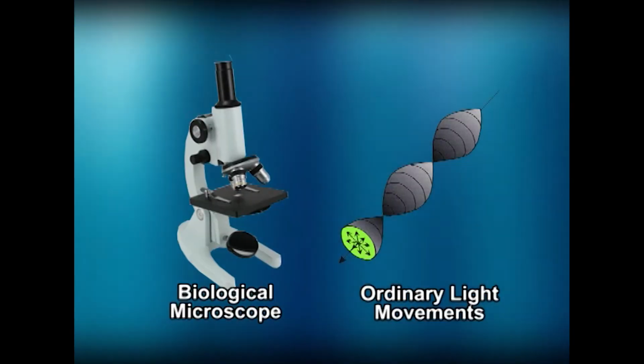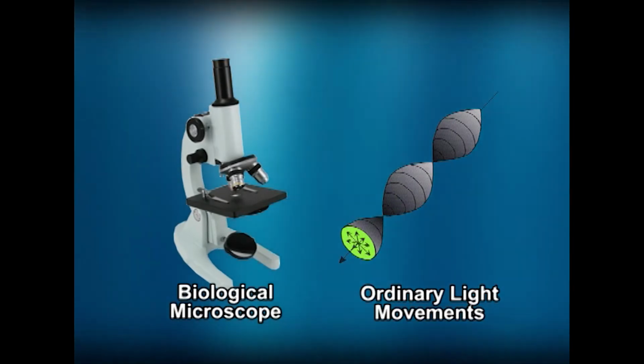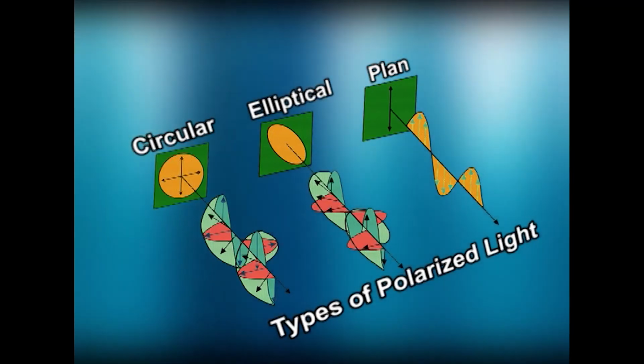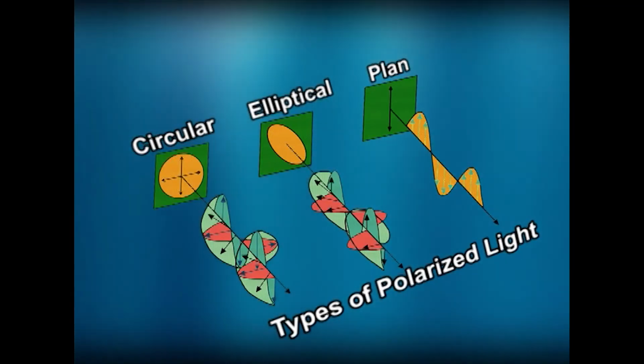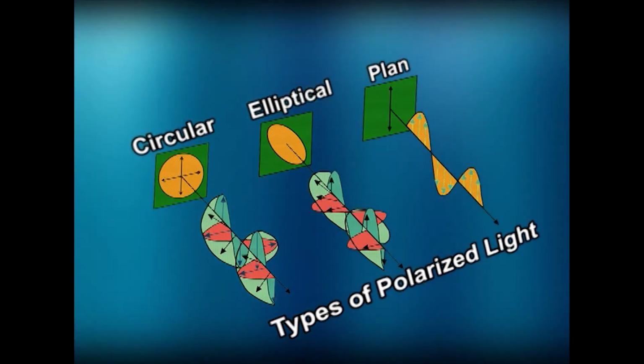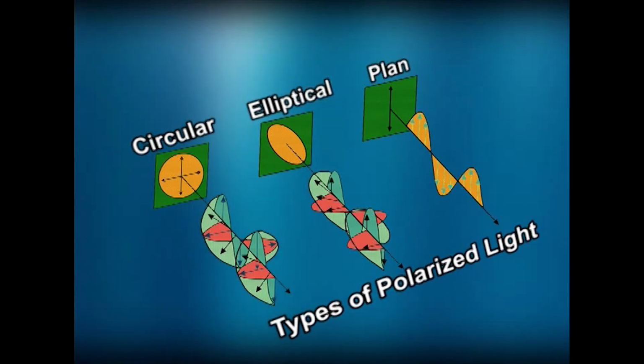A biological microscope makes use of ordinary light which travels with rapid forward and backward movements called vibrations, taking place regularly in different directions. Such an ordinary light is not suitable for the determination of optical properties. Light suitable for the determination of optical properties should have its vibrations taking place in one definite plane. Such a light is called polarized light.